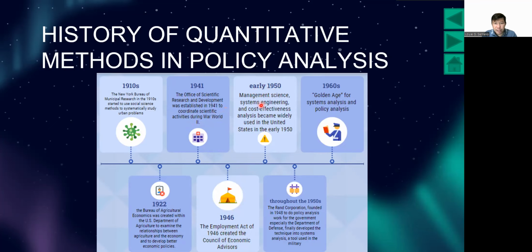In early 1950, management science, system engineering, and cost-effectiveness analysis became widely used in the United States. Throughout the 1950s, the RAND Corporation, founded in 1948, did policy analysis work for the government, especially the Department of Defense. It finally developed the technique into system analysis, a tool used in the military. So last in the history is the 1960s, what we call the golden age for system analysis and policy analysis.